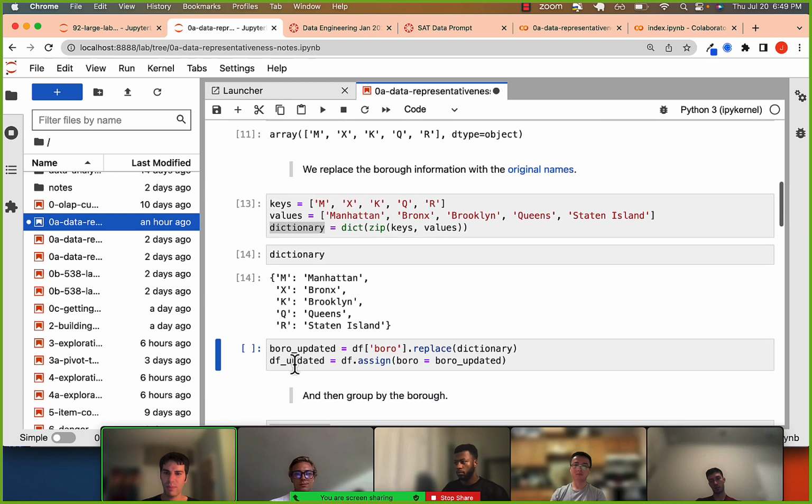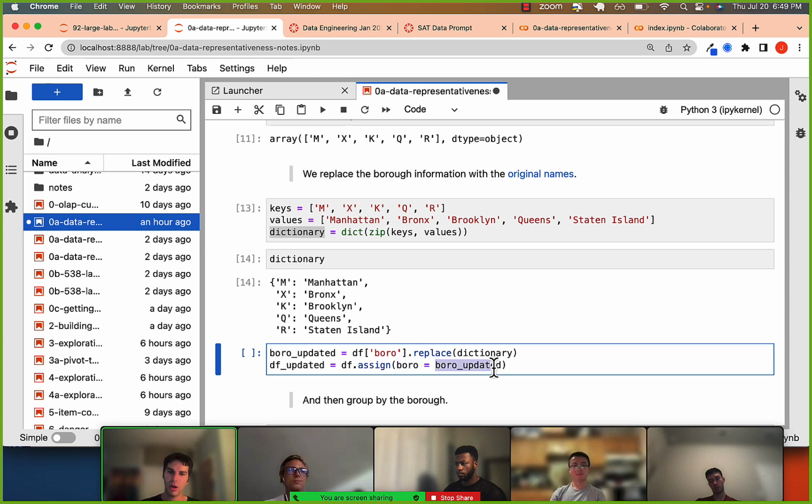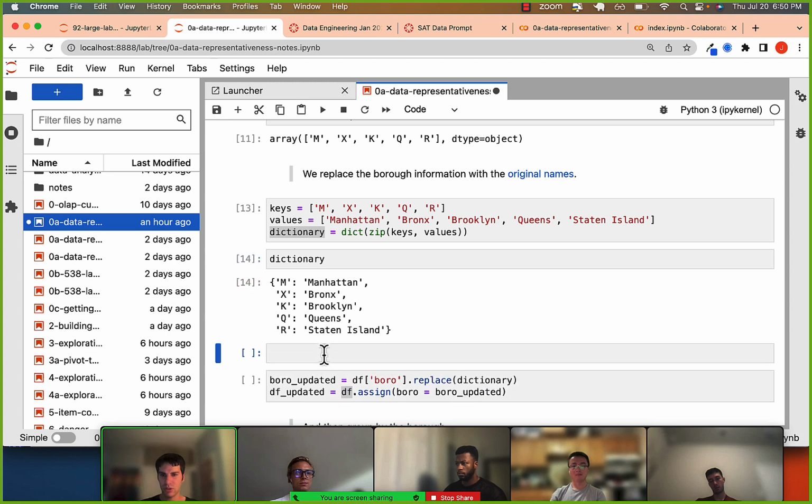Right, of key value pairs, and then I'm using the replace method to take this column and replace whenever I see M with the word Manhattan, and then the assign method is how you can add a new or replace an existing series with a new series. So I don't know if the readings covered this, just real fast.